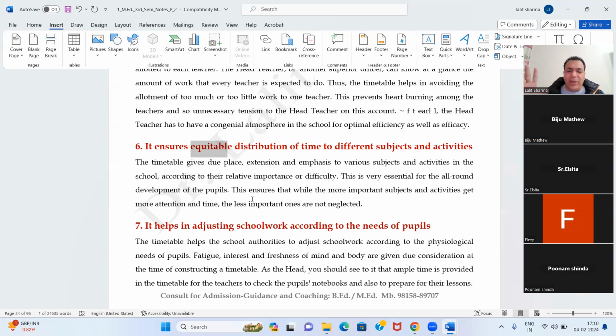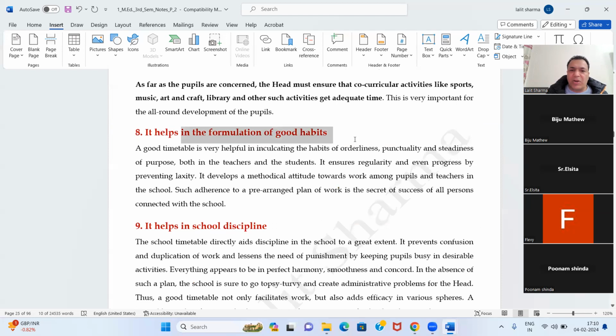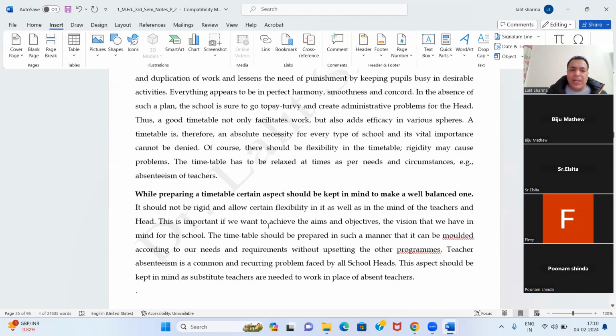Learn whatever notes I'm providing to you. Then revise these notes also. Take part yourself in any of the conferences, any of the seminars. You will learn a lot of things over there. It helps in adjusting schoolwork according to the needs of the people. It helps in formulation of good habits, helps in school discipline.